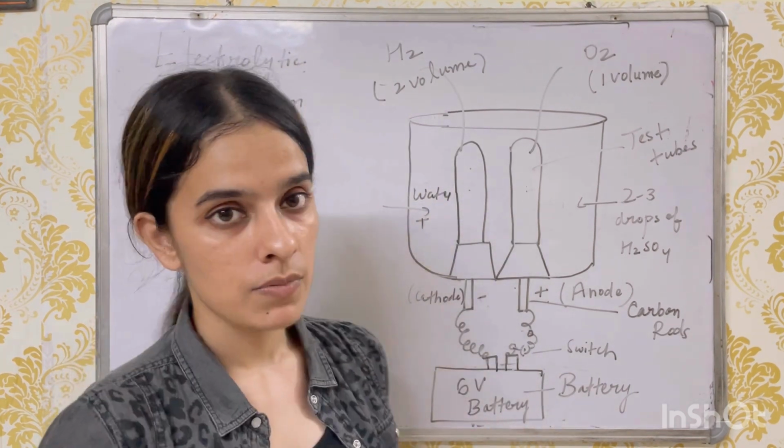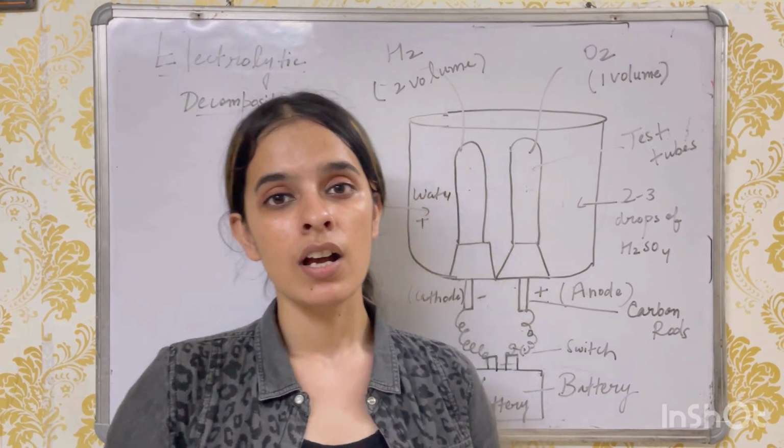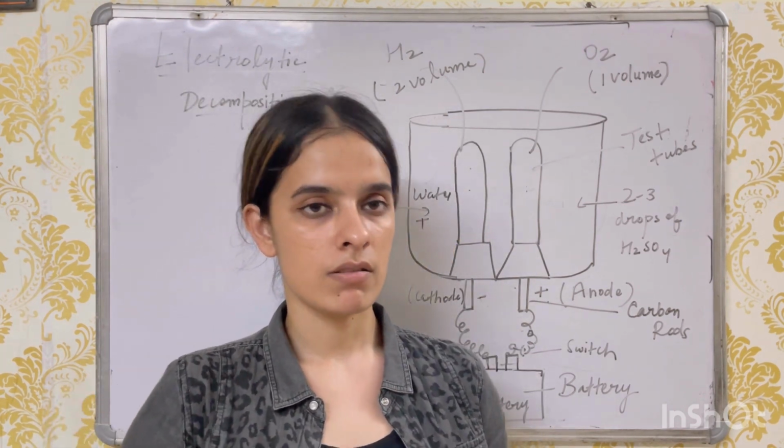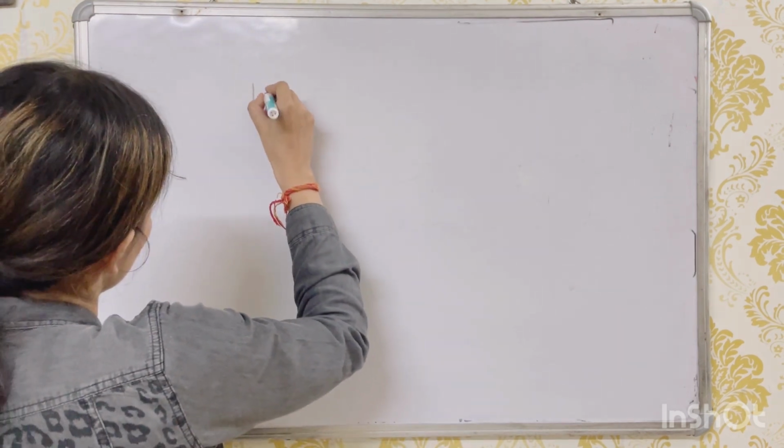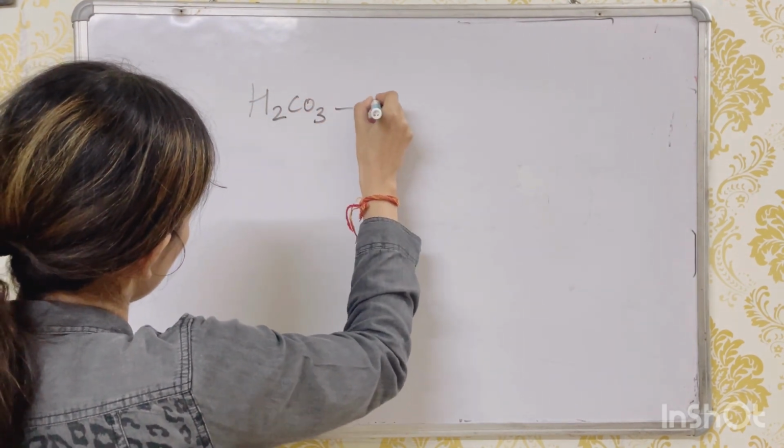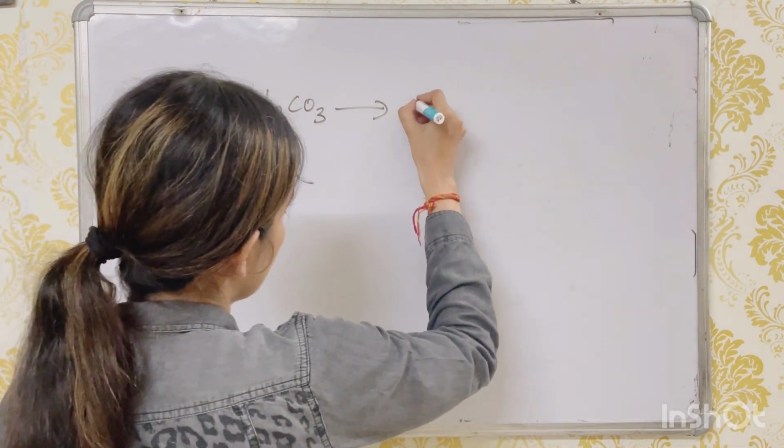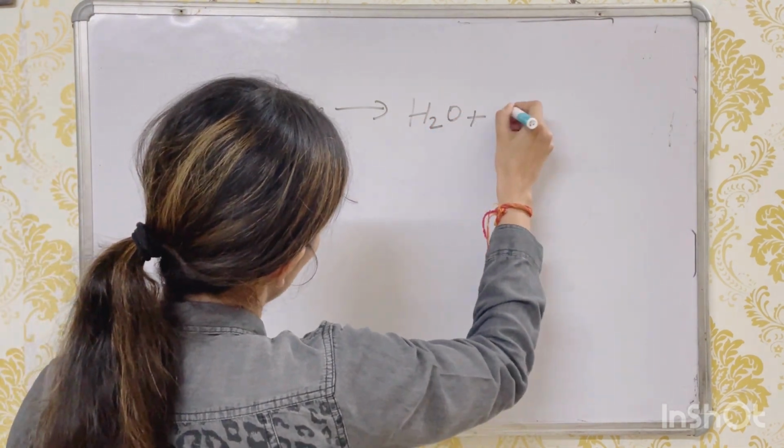Okay, what products are formed when we pass the electricity? The cold drinks which you drink, there are different types of cold drinks which you prefer. Why do they taste sour? There is some sourness because there is some dissolved carbon dioxide in them. So it contains carbonic acid. When carbonic acid breaks down, it will produce water and carbon dioxide gas.